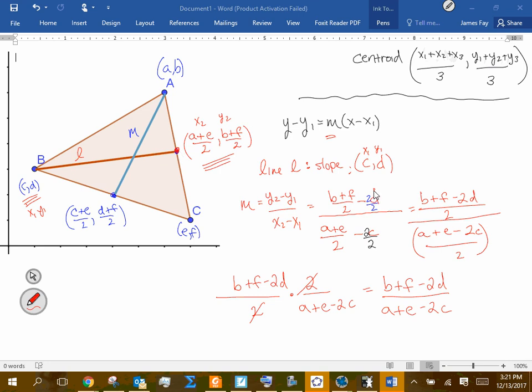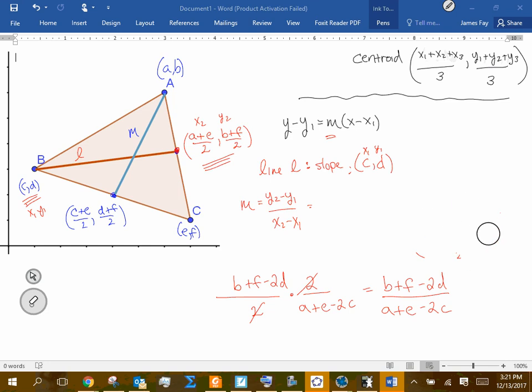I'm going to show you here in a moment kind of a visual proof of what is going on here with that information. So slope is (b + f - 2d) all over (a + e - 2c).